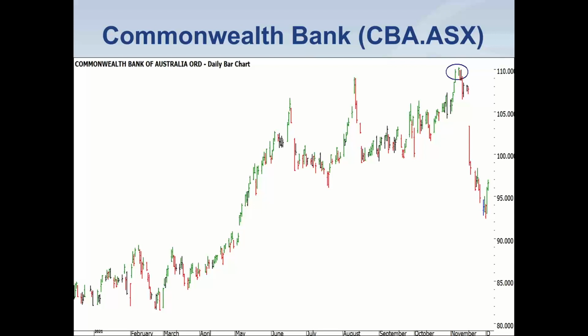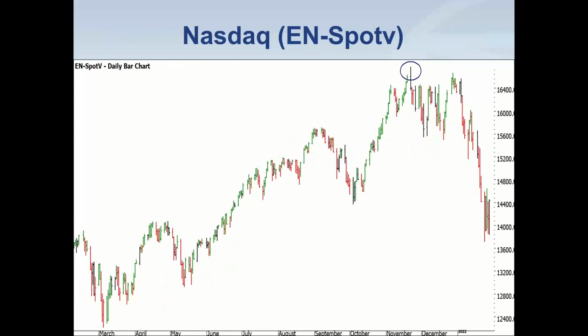Now, that's a November top on Commonwealth Bank. It was callable in advance. And in fact, it's a market that we did look at in our active trader program coaching. Similar to that, there was a top on the NASDAQ, also in November of 2021.